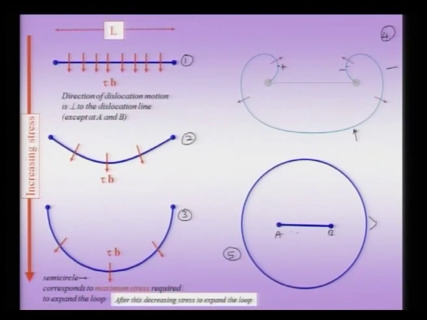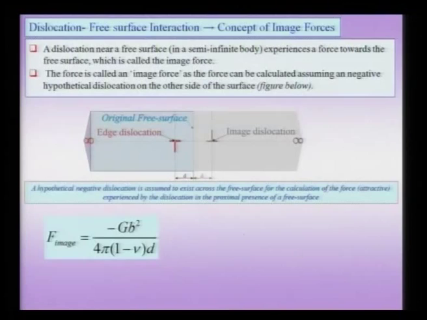And therefore this also would lead to a hardening in the material, because now you are not allowing a free motion of dislocation. So both these mechanisms would lead to a hardening of the material, and therefore would be important from the material's behavior perspective. Next we consider dislocation free surface interaction.